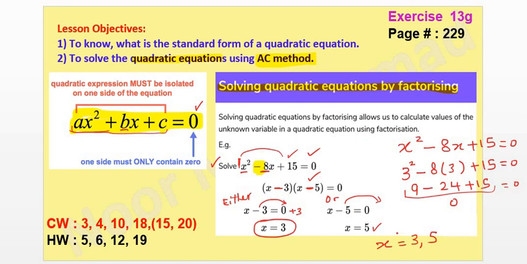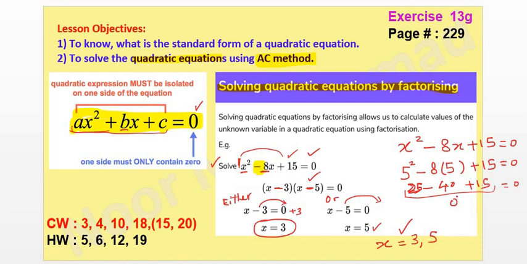So that's why x equals 3 is the correct value. Now you can check for 5. You can replace this x by 5. So 5 squared will make 25 here and 8 times 5 will be 40. So clearly you can see that 25 minus 40 will be negative 15.